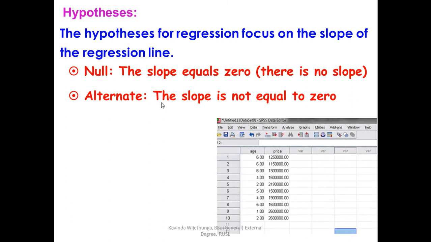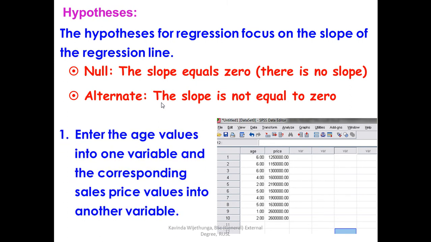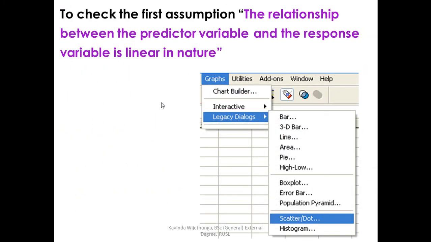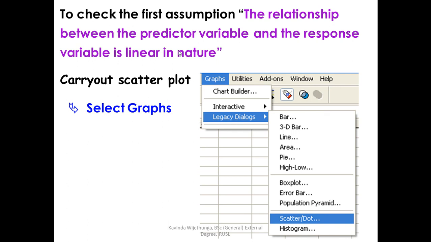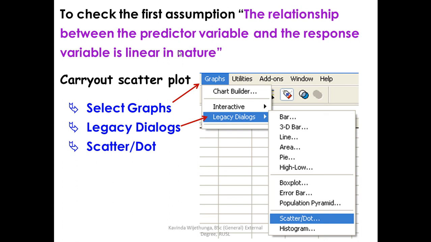The next step is to enter this data into the SPSS worksheet: enter the age values into one variable and the corresponding sales values into another variable. According to our assumption we have to check the relationship between these two. If we have a linear relationship only, we can use linear regression. So the relationship between the predictor and response variable should be linear, so we have to check it. So carry out the scatter plot. Select graphs, legacy dialogues, and scatter dot.